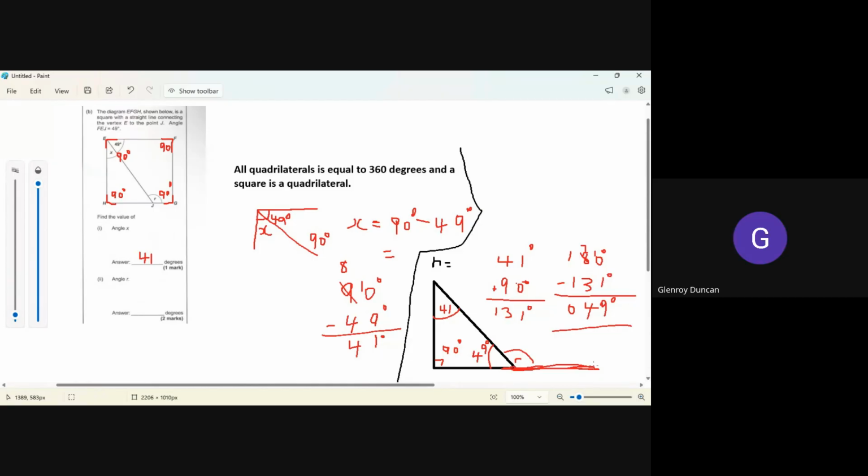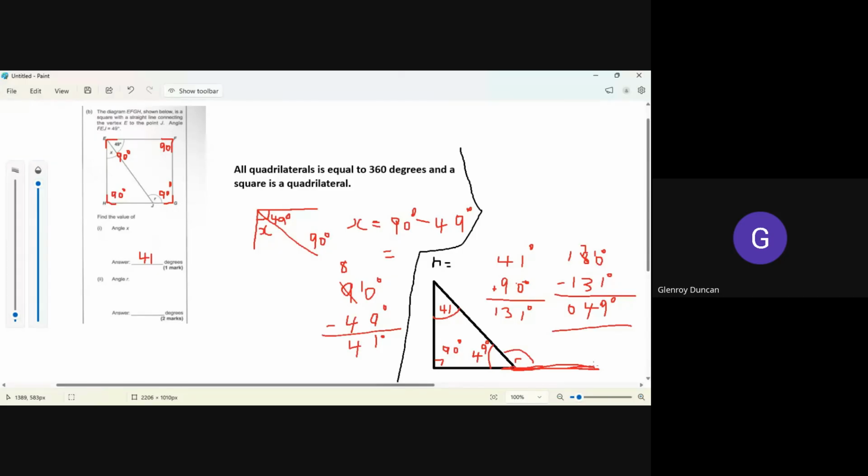I just want you to tell them straight that if you look, it's running on a straight line, right? It's running on a straight line right there. You don't want to miss that out. Let them know it's running on a straight line. And because it is running on a straight line, all we got to do is subtract 49 from 180.